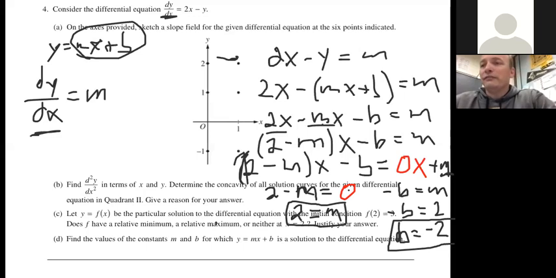That is by far the hardest problem. And again, I would not expect very many of you to get that right. And it's okay, because you don't have to be perfect to get a 5 on this thing. So that's the end of this problem.